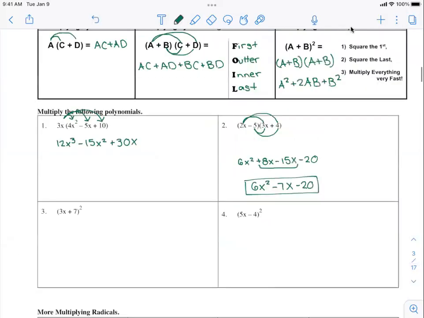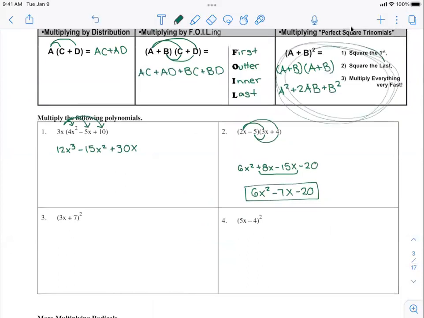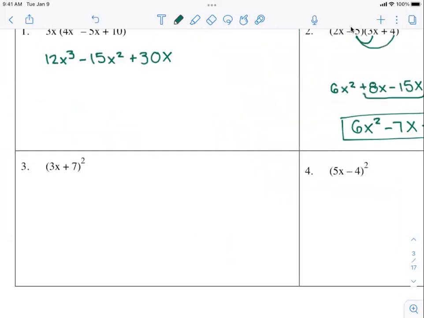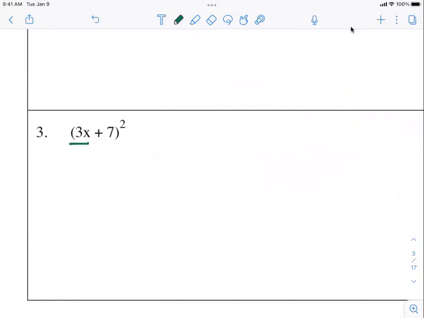Okay, number 3 is the problem we were talking about, multiplying perfect square trinomials. So let's go ahead and give that a try. I will do it both ways that I described up there. You can do the quick way, which is square the first. So 3x squared is 9x squared. And then you would square the last. So 7 squared would be 49. And the middle term, you'd multiply everything, literally 2 times 7 times 3x. So that would give you 42x.